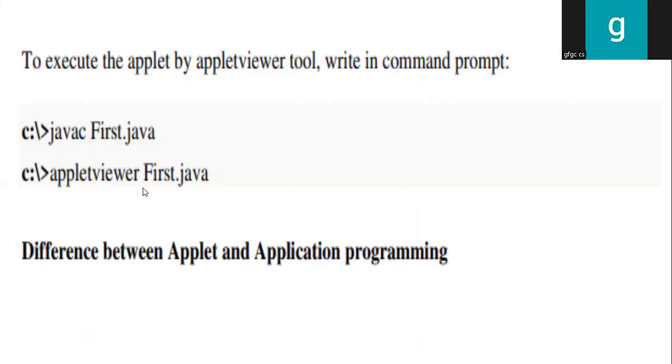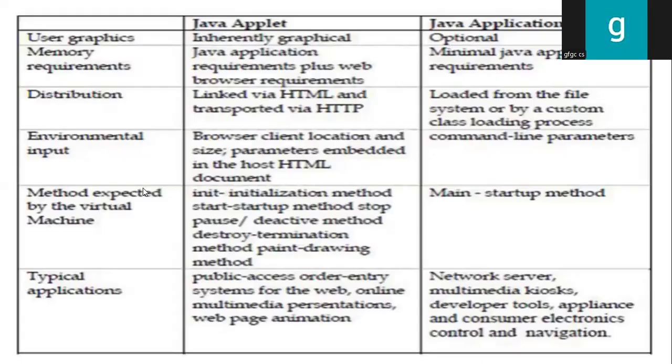Next is the difference between a Java applet and an application program. Java applets and Java applications are there. Applets inherit from the Applet class, and it is optional for applications; inheritance depends on whether we are using it or not. Next is memory requirement. For an applet, it is the Java application requirement plus the web browser requirement.